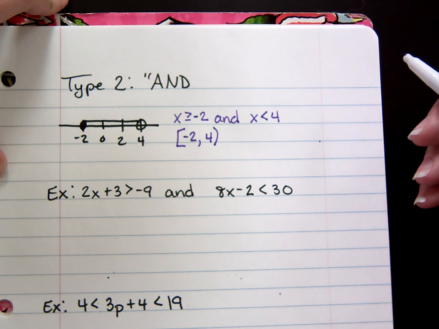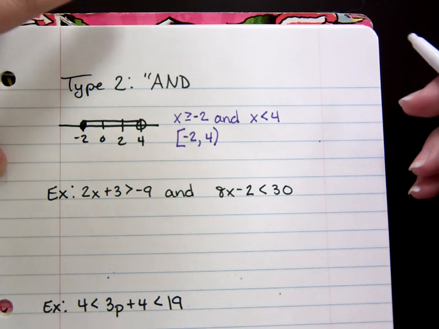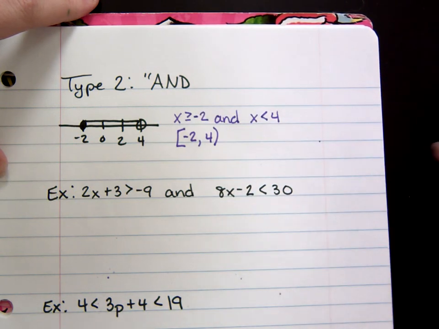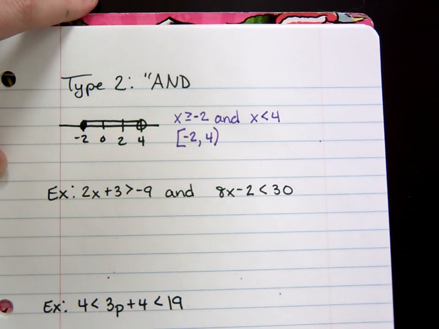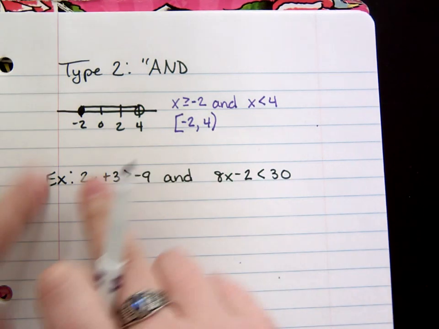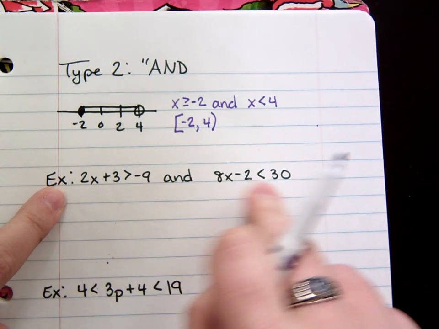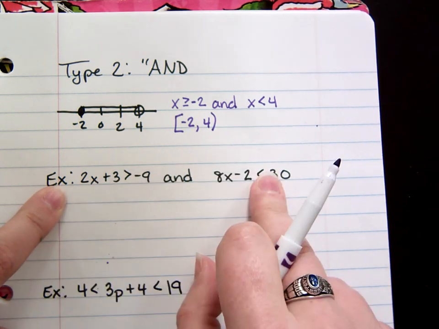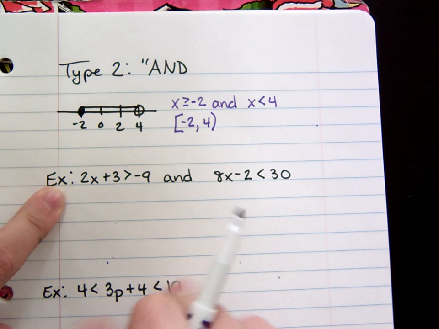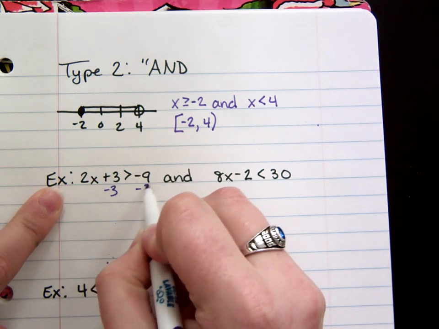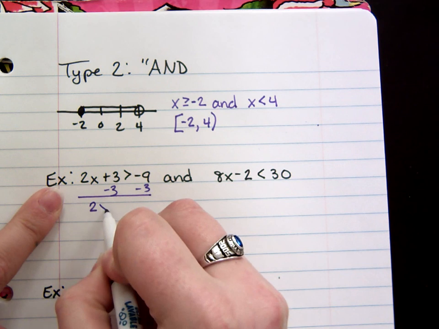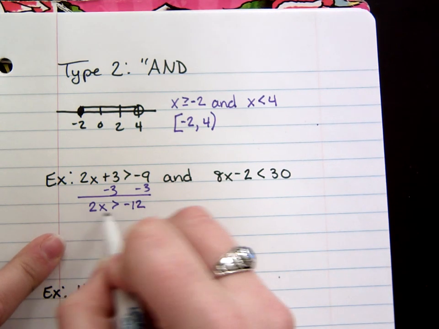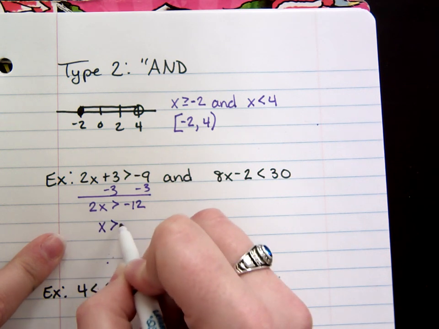So sometimes on the "and" types, you're going to see it written kind of like this: an inequality and another inequality, like my first example. When it's separated like this, you solve it just the same way we did the ORs. Solve each individual inequality, graph it, do your interval notation. So I'm going to start this by subtracting 3 from both sides to get 2x greater than -12. Divide both sides by 2 and I get x greater than -6.